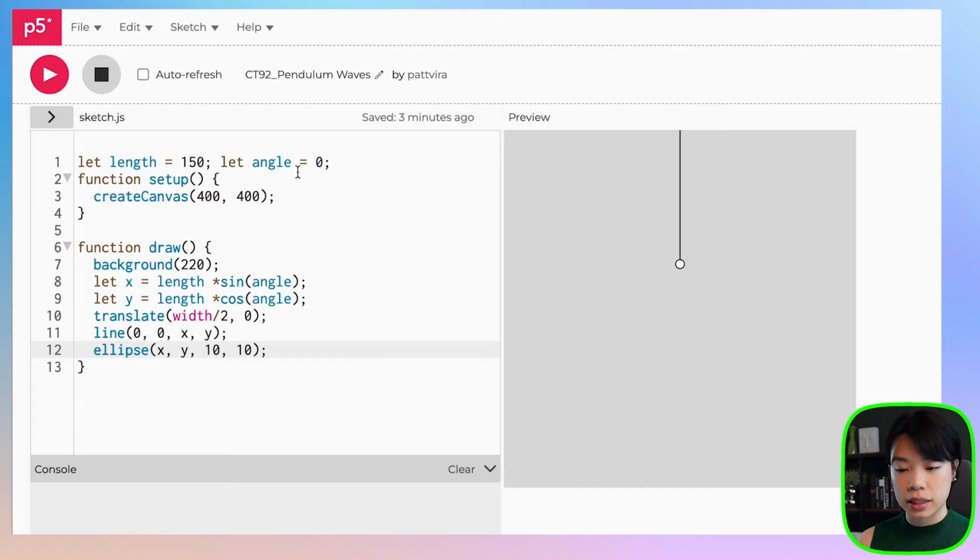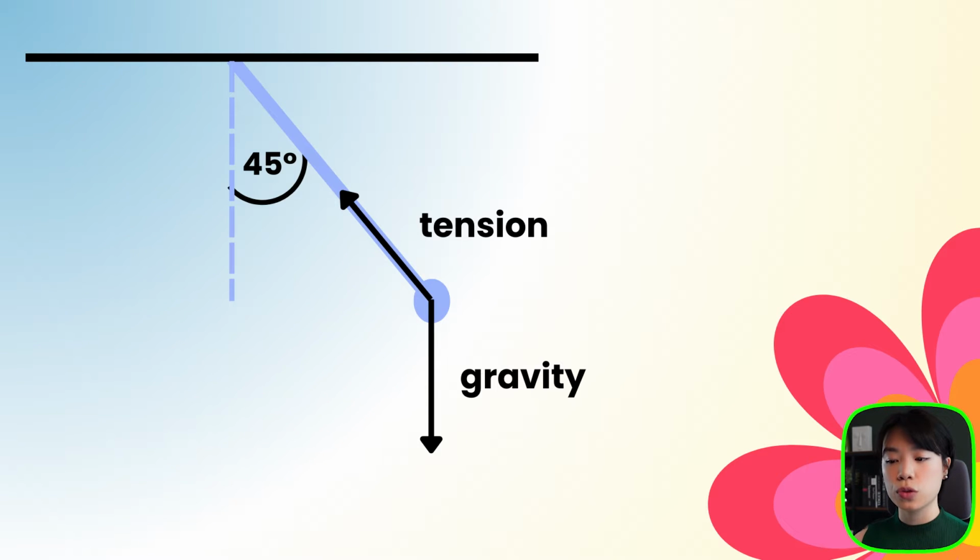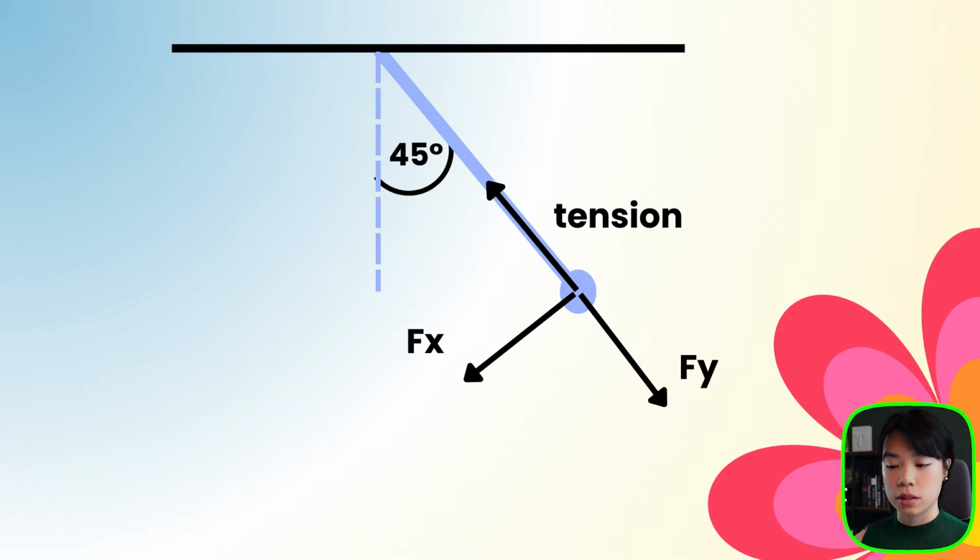But if, let's say, the angle is now at 45 degrees, that is actually not the case. As you can see here, there are still two forces acting on the pendulum. The first one is gravity, and the second one is tension. But at angle equals 45, these two forces do not cancel each other out completely anymore. If we were to break the forces down into x and y components, you can see that the y components cancel each other out, but in the x direction there is a net force pointing to the left side, and that is why the pendulum moves to the left.